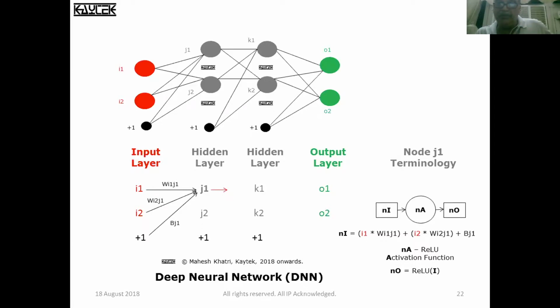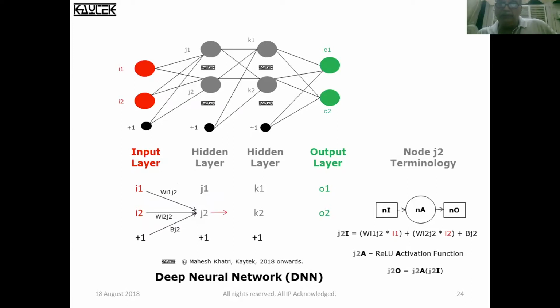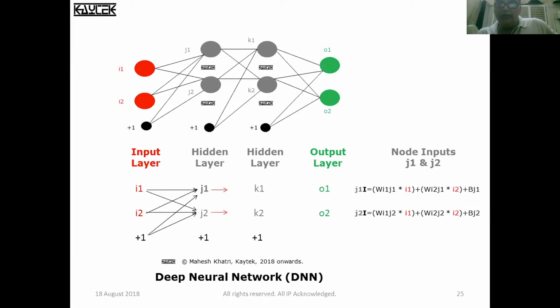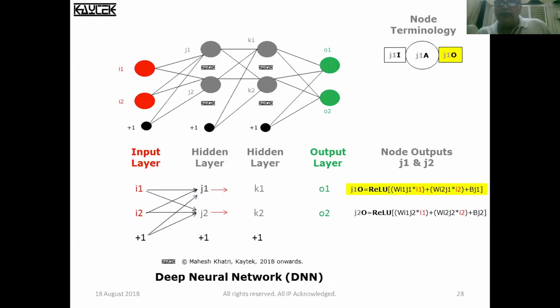So this is the node J1 terminology. The node J1 again in terms of the activation function. The node J2. So these are the 2 node inputs which are there. The node outputs, which is again essentially the ReLU activation, which is applied to the inputs which are coming at the respective neurons. So when I see the node now, the yellow is the output which is coming out from the node.